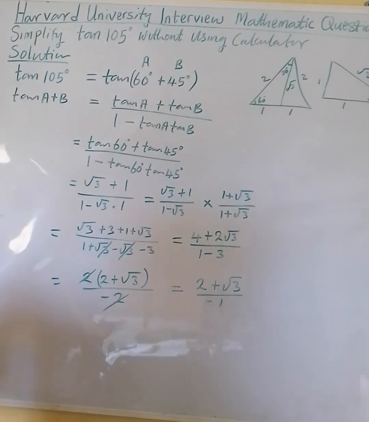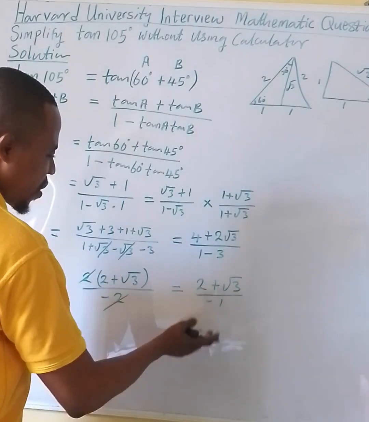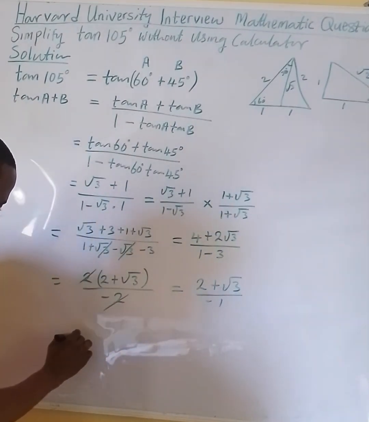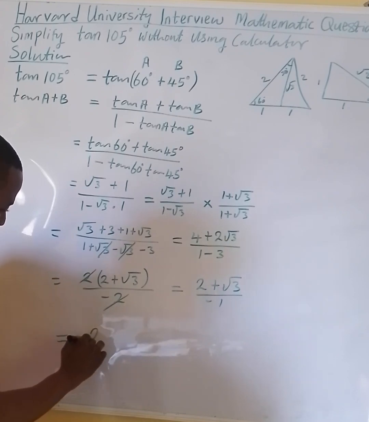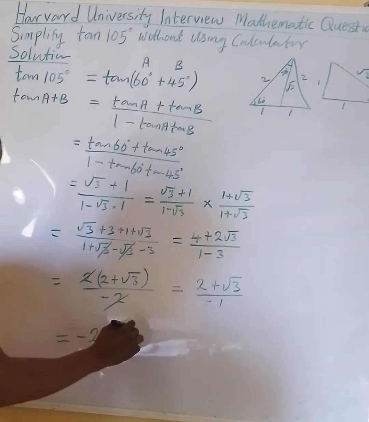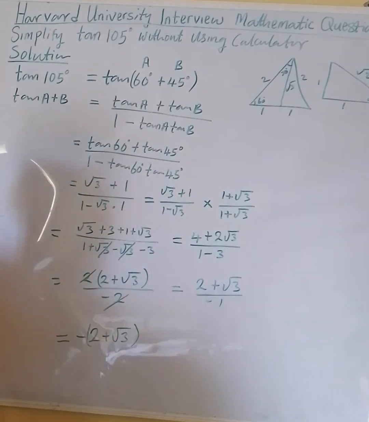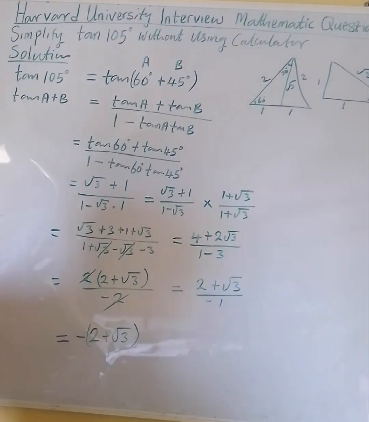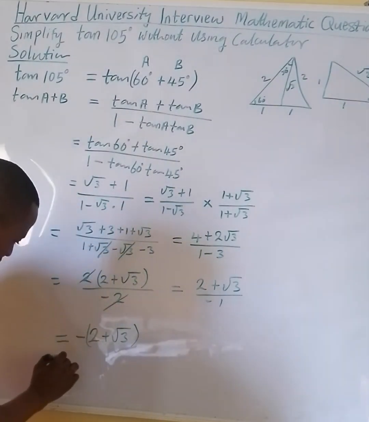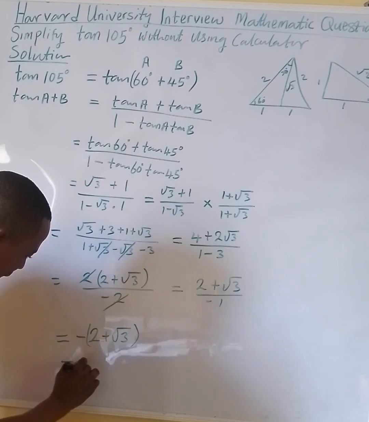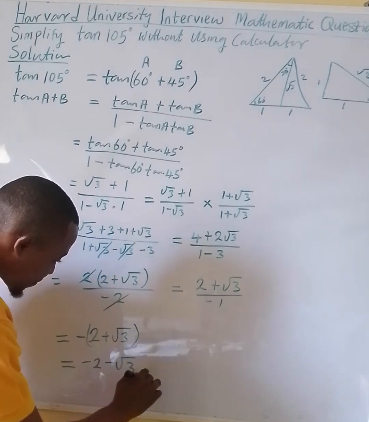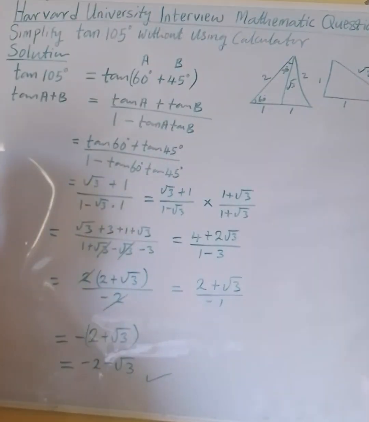Are we together? As you now have it like this, anything over 1 is that same number. So our answer will be equals, this minus will come up: minus 2 plus root 3. But because that minus is for everything, you put it into bracket. You know it's for the two of them. So the final answer will be minus 2 minus root 3. So that's our final answer.